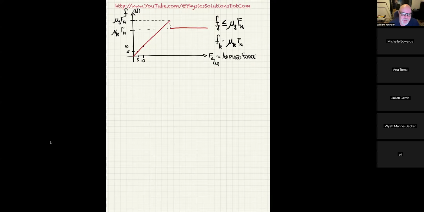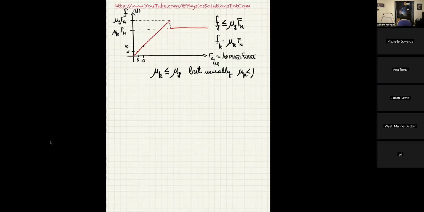Similarly, metal lubricated on metal is 0.07 for kinetic and 0.1 for static. Steel on steel unlubricated is 0.6 for kinetic, 0.7 for static. Notice how the static friction is normally larger than kinetic friction. So mu sub k is less than or equal to mu sub static, but usually mu sub k is less than mu sub s. Okay, that's the big principle.